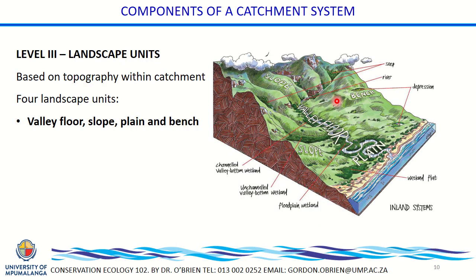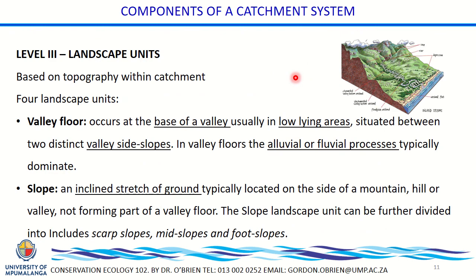Now, let's look at the level 3. This is based on topography within the catchment, and what we consider here is the valley floor, slope, plain, and bench. You know, these different areas within the landscape units. This is based on the topography and where you are from the top part of the catchment right down to the coast. What's important to consider here is there can be 4 types of landscape units. When you use this manual, you must go and look at what the different options are. What are the 4 categories you have? Make a choice. That's all you have to do.